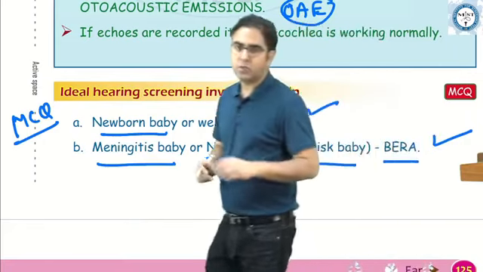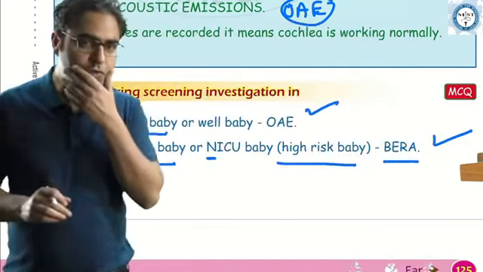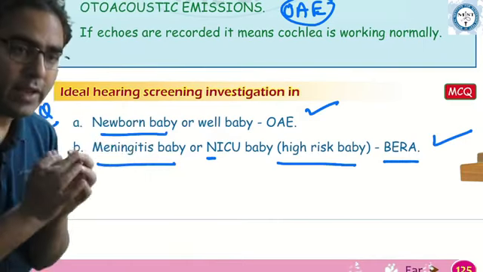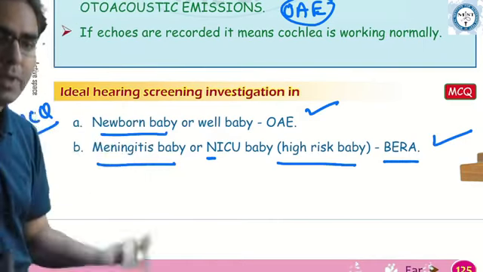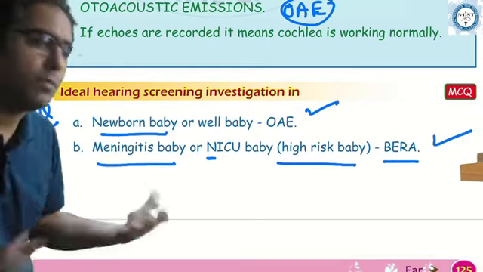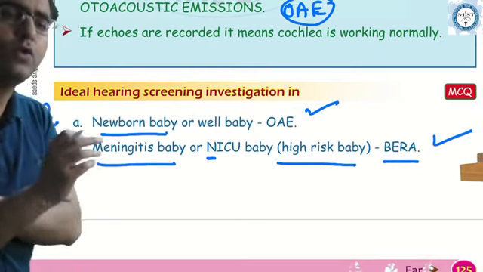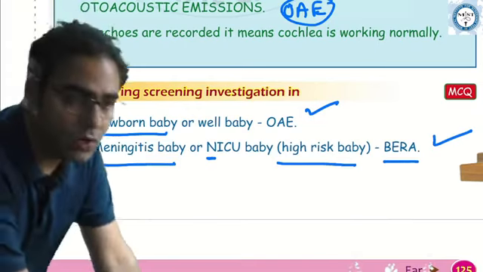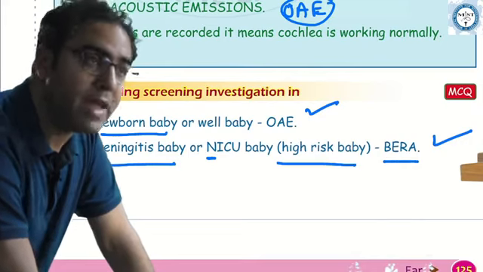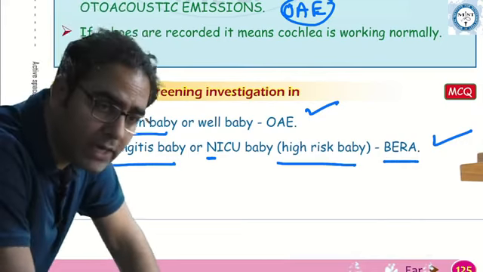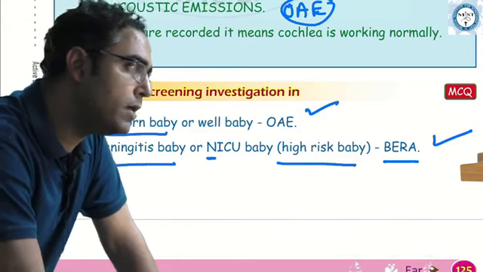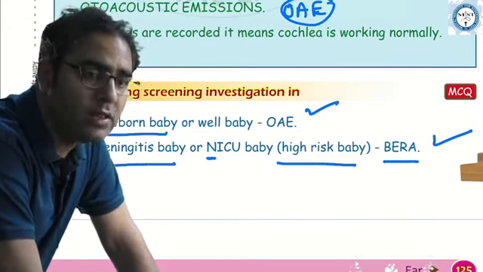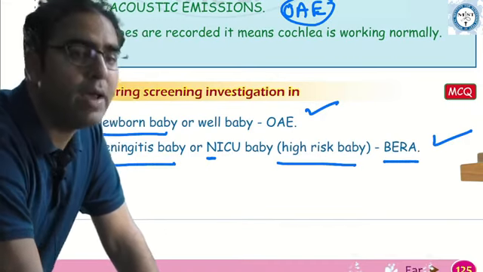Please attempt this question carefully. This question is very popular in PG. If it says ideal hearing screening investigation for newborn babies, just normal newborn babies, well babies, then you do a simple test called otoacoustic emission. But if the question tells you there's a high risk baby, like a meningitis baby, I hope you remember meningitis can lead to deafness. So meningitis baby is a high risk baby. Then you please mark BERA.